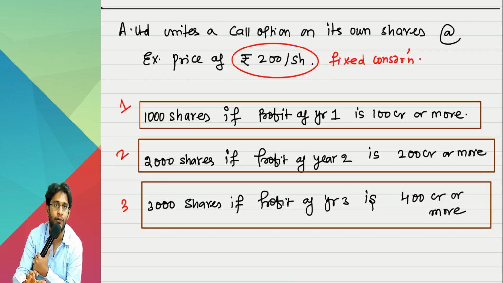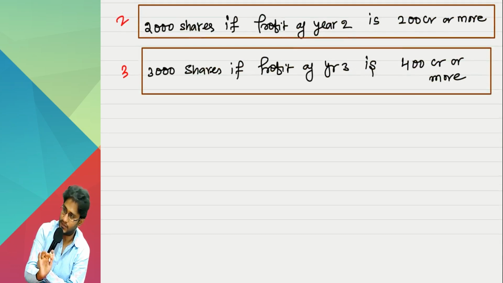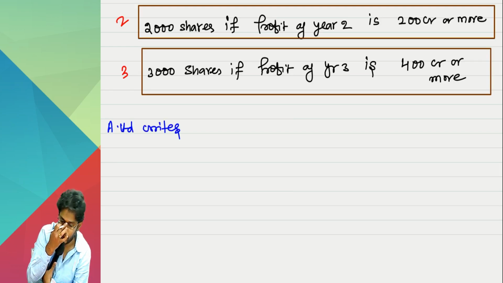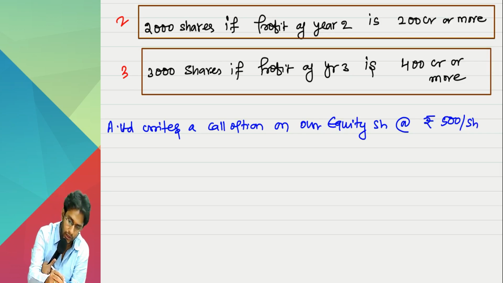No, it is the same. Because both are related to time periods only, we are able to split it. I'll give you another example, then you will understand how it is different. Same story with a little different presentation. A limited company writes a call option on its own equity shares at the rate of rupees 500 per share. Consideration is fixed.